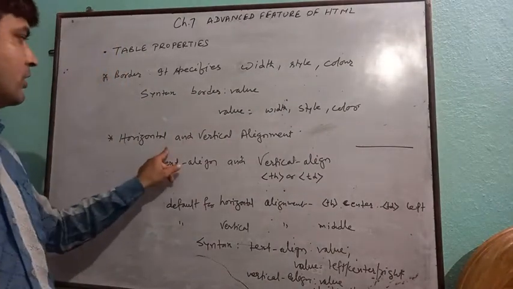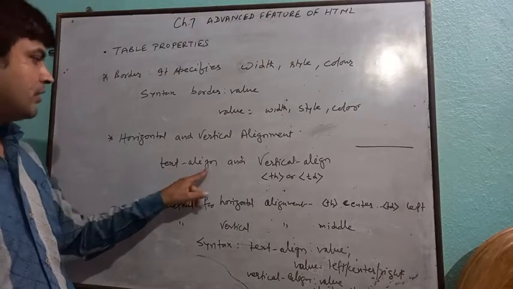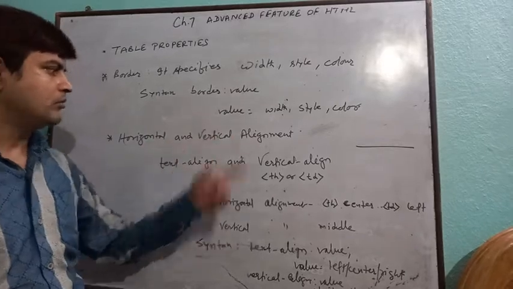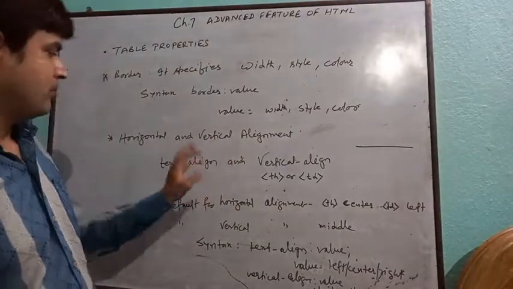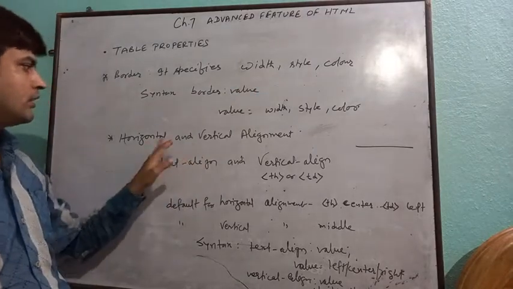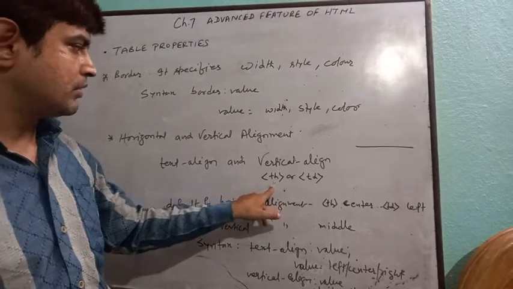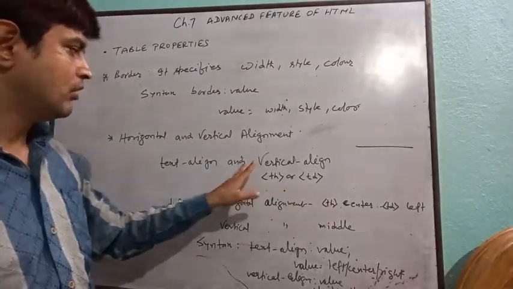And the next is horizontal and vertical alignment. Text align and vertical align are used to set the value for the horizontal and vertical alignment. However, these properties are used with table heading or table data only.